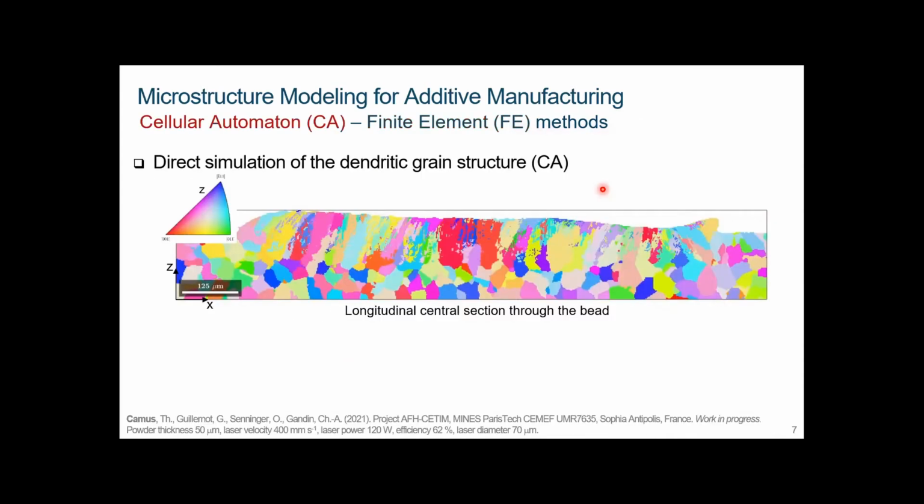And so with that, of course, we can apply a model to predict grain structure. This is what you have here on the screen. This is exactly the simulation I showed before, a 3D simulation, but with a longitudinal central section through the bead. Initially you had a uniform grain size with no texture in the substrate, and due to remelting and solidification, you form this columnar structure that develops behind the melt pool.